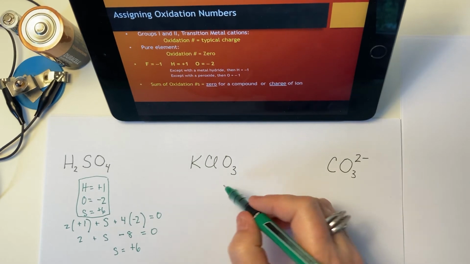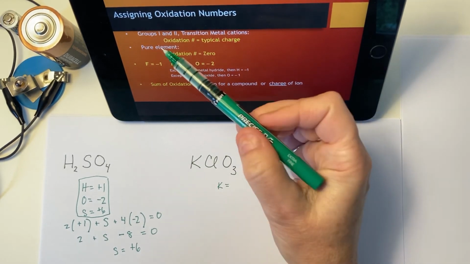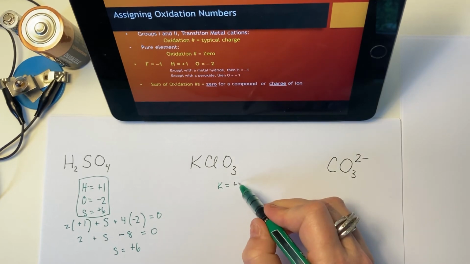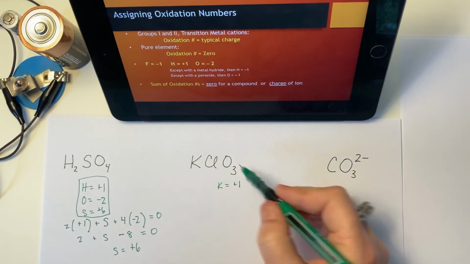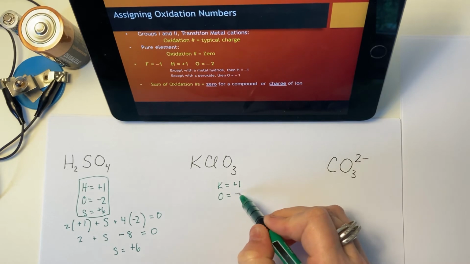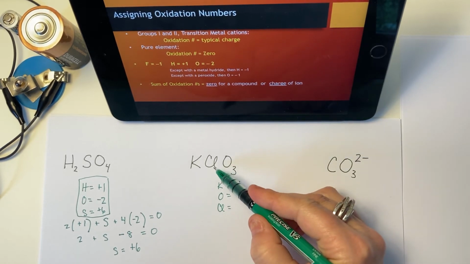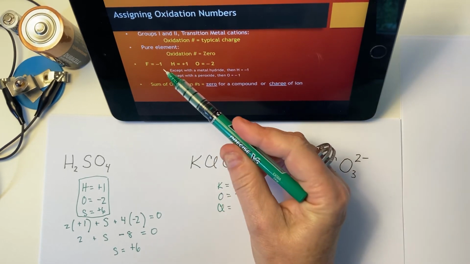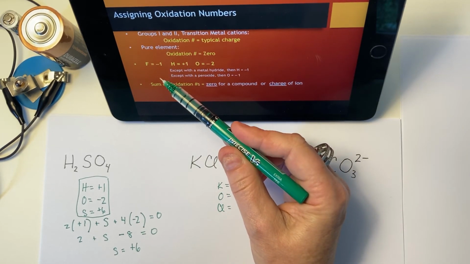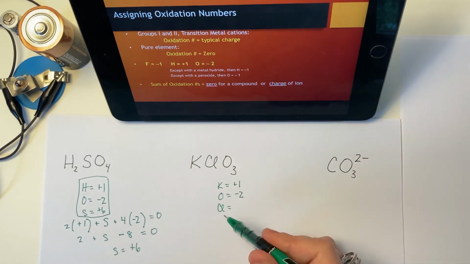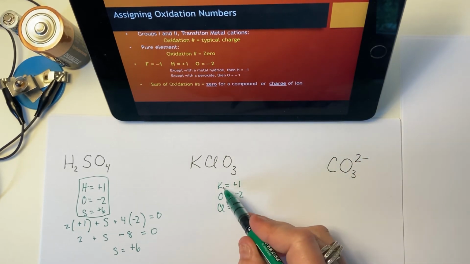Let's try this one. We got potassium. Oh, potassium's group 1. Its oxidation number is going to be +1. Group 1, +1. There's an oxygen again, -2. My other element here is chlorine. I don't know what to assign that. I don't have a rule for chlorine. But I do have this. The sum of the oxidation numbers has to add up to 0 for a compound. So let's do that work.